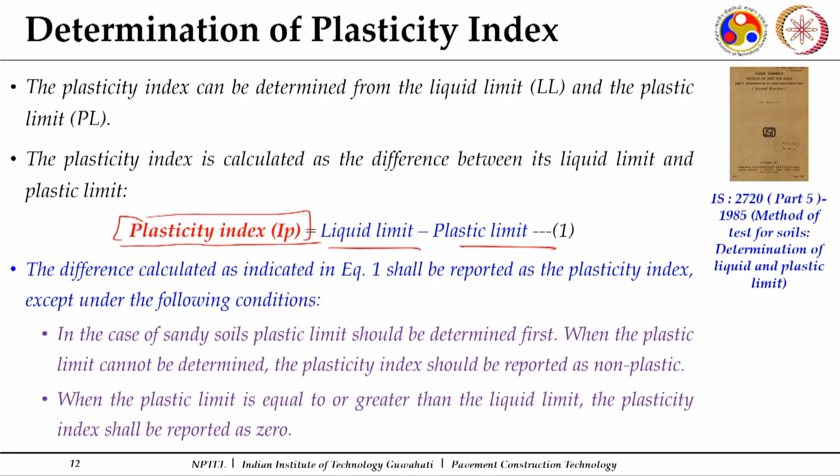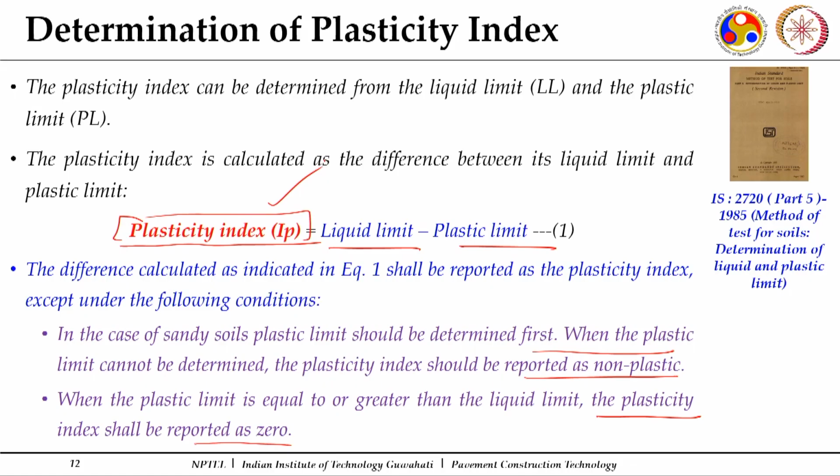If it is a sandy soil, then when you look for it, you will not be able to form a thread. So if a sandy soil is there, we will say that it is non-plastic because you are not able to form it. And there may be certain soils with very little difference between the liquid limit and plastic limit, so it can even be 0. The value can also be reported as 0 when the plastic limit is equal to the liquid limit. So the water holding capacity, or the plastic nature of the soil, can be estimated through this plasticity index.